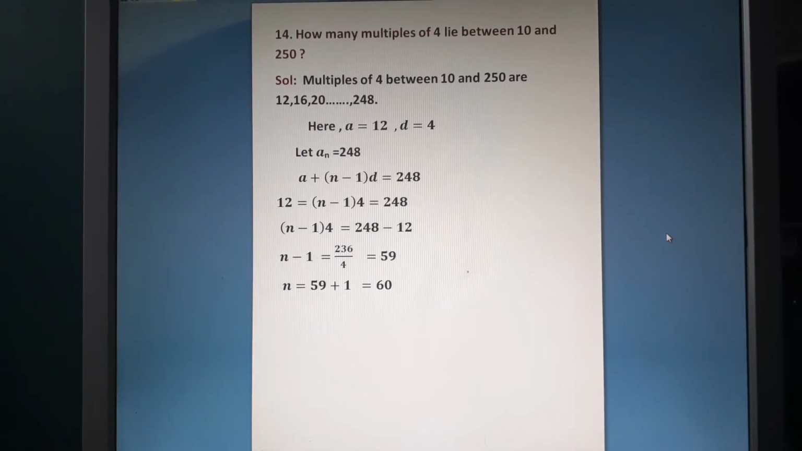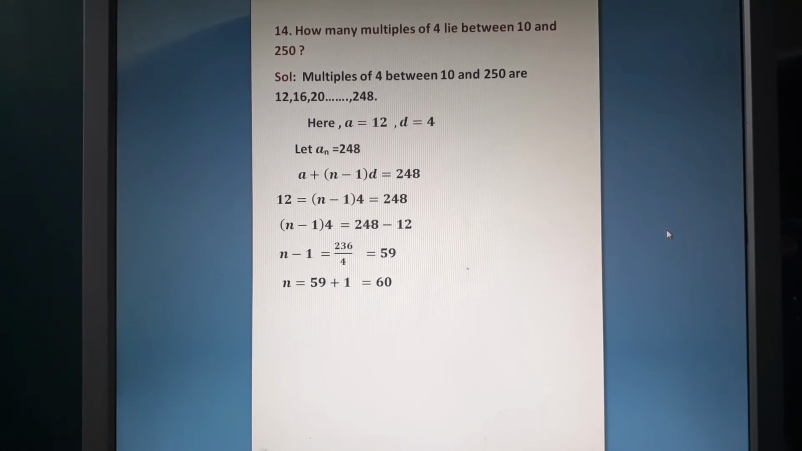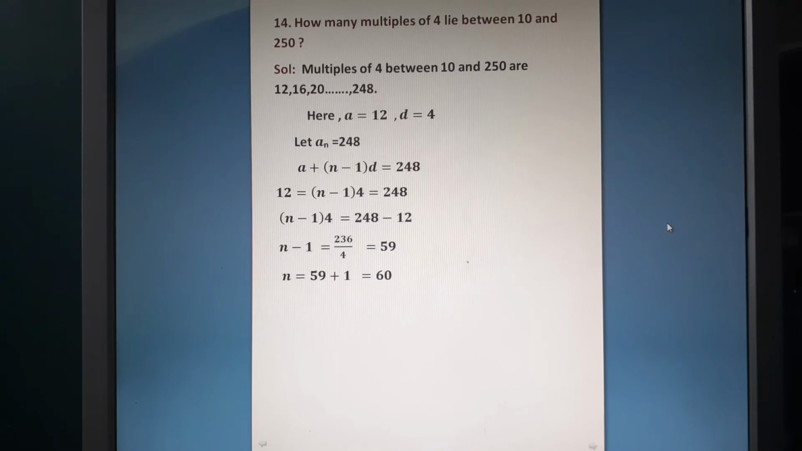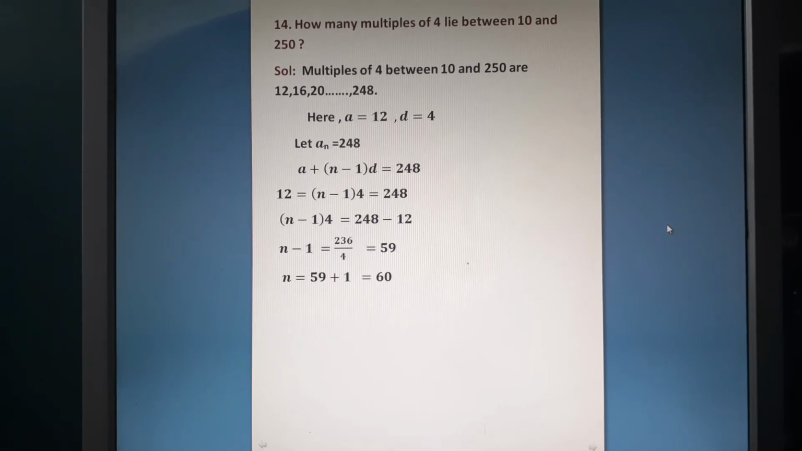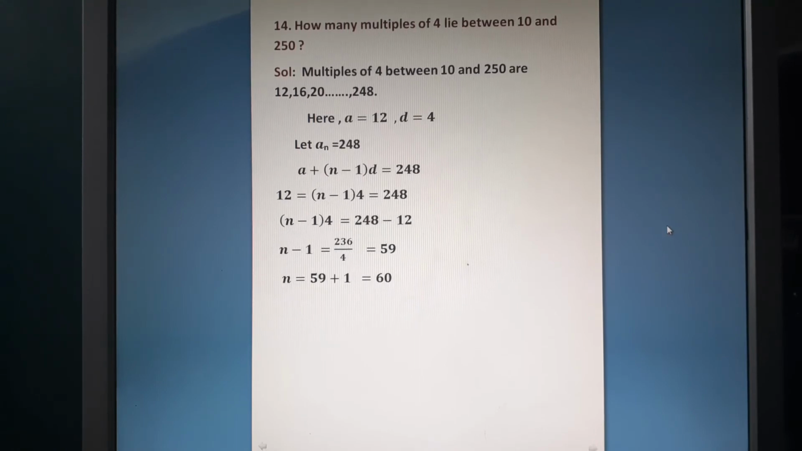14th sum. How many multiples of 4 lie between 10 and 250? Solution. Multiples of 4 between 10 and 250 are 12, 16, 20, etc., 248. Here, first term A is equal to 12. D is equal to second term minus first term, that is 16 minus 12 is equal to 4.